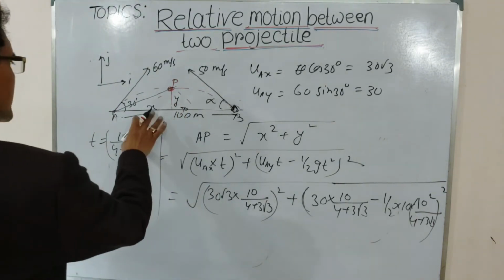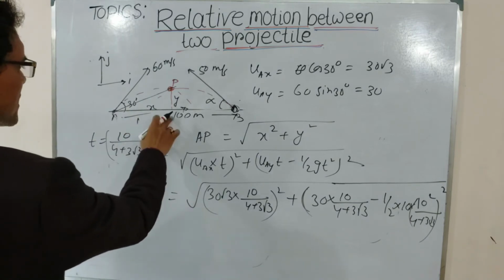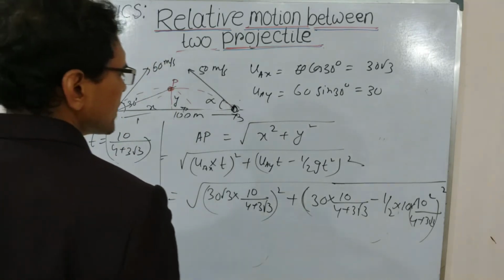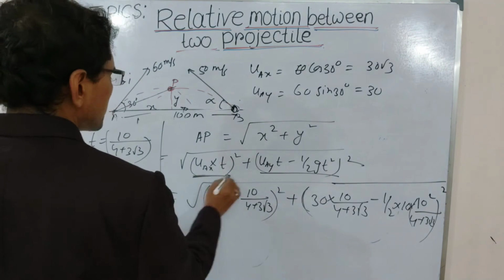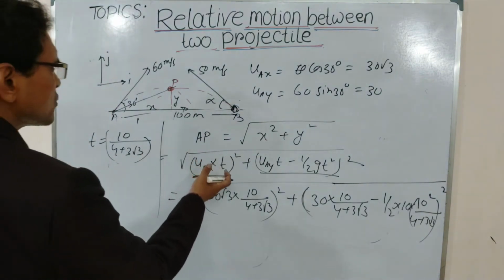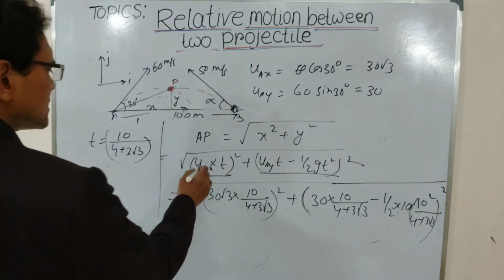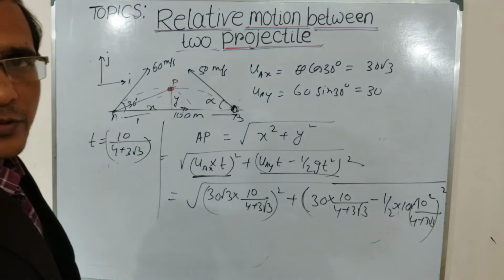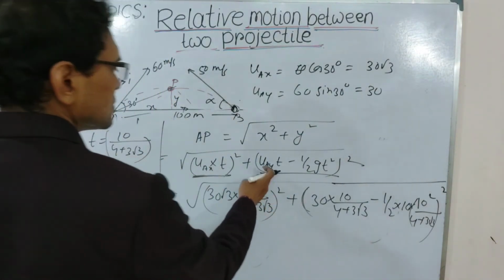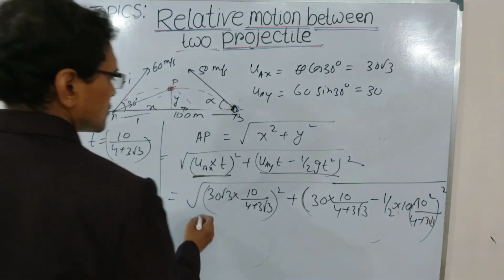This is UAX. X means the distance travelled by A along the X direction, and Y means the distance travelled by A along the Y direction. This is the distance travelled in the X direction. In the X direction there is no acceleration, so this distance X will be velocity into time, and Y equal to UT minus half GT square. So this is the result.